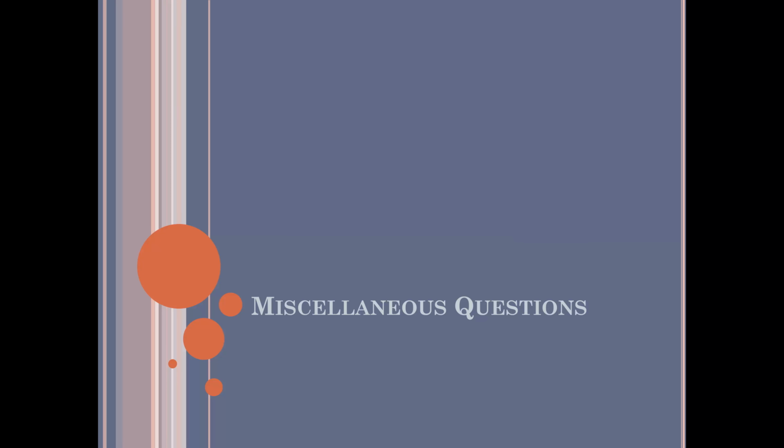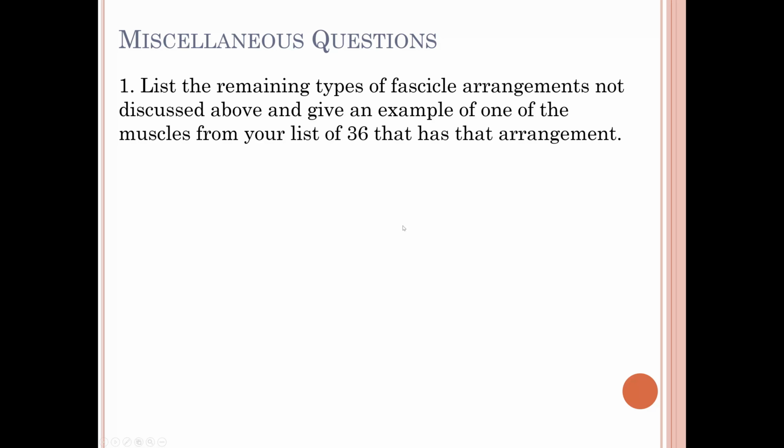And we will finish off by looking at some miscellaneous questions. So number 1, list the remaining types of fascicle arrangements not discussed above and give an example of one of the muscles from your list of 36 that has that arrangement. So I'm going to go ahead and go over all of the fascicle arrangements again so that this can serve as a further review for you.